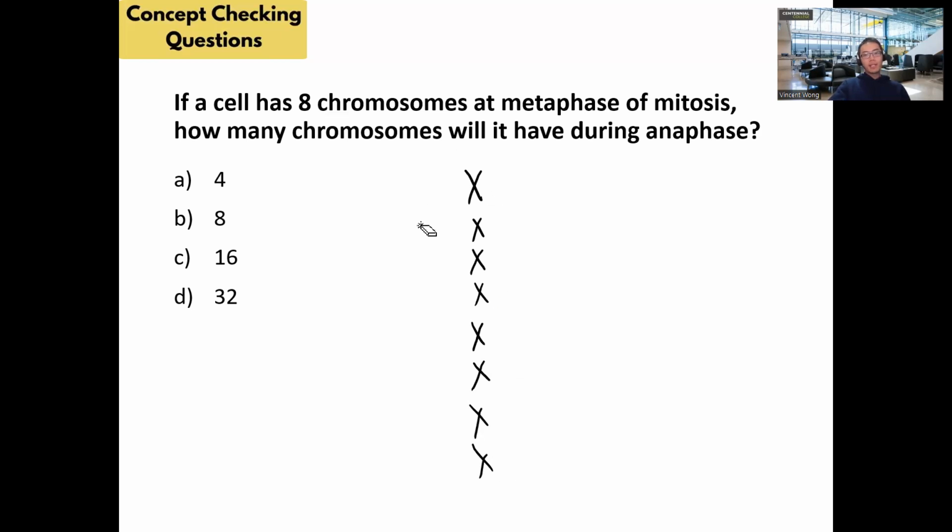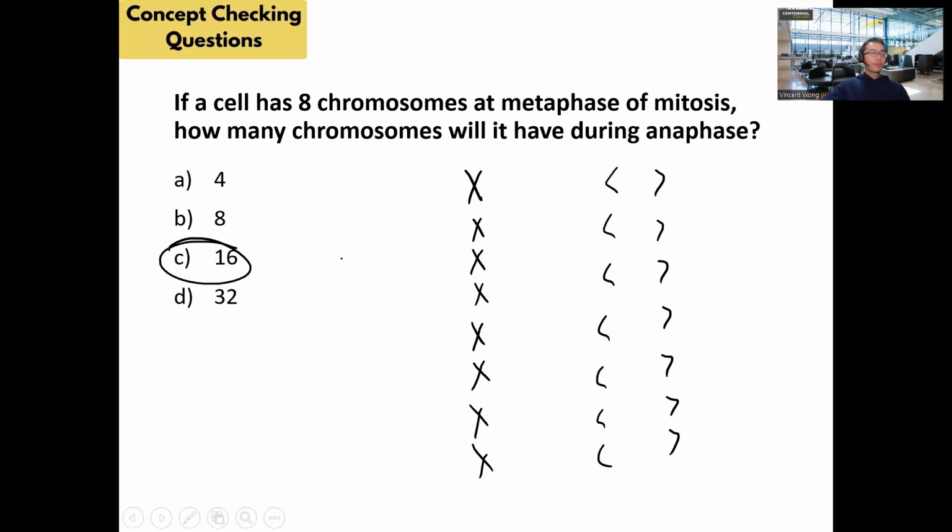Okay, so that's what happens in the metaphase, where you have 8 of them all lined up, and then afterwards, they will all be pulled apart, right? And then you would actually have 16, right? Okay, so for those of you who answered, most of you got it right. Very good.